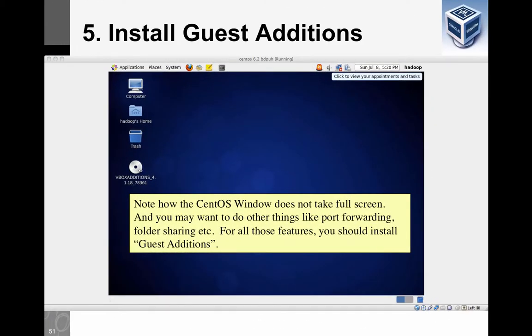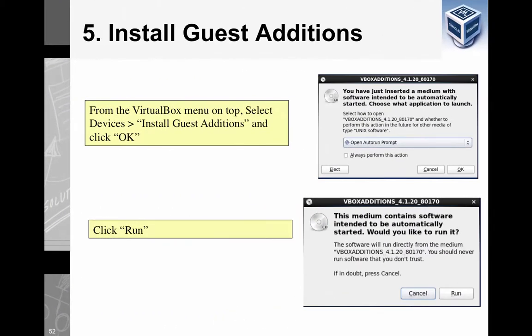It's a good idea to install guest editions so that you can take advantage of full screen and also some of these features where you can do port forwarding or sharing USB drives and sharing storage between the guest operating system and the host operating system. In order to do that, you should go to the VirtualBox menu on the top, select Devices, Install Guest Editions, and click OK. It's going to launch this dialog window.